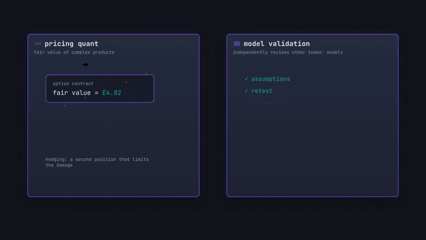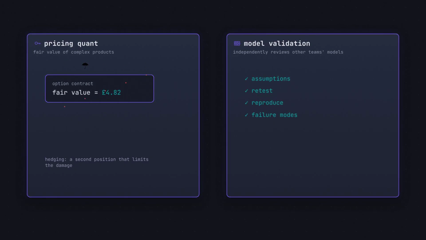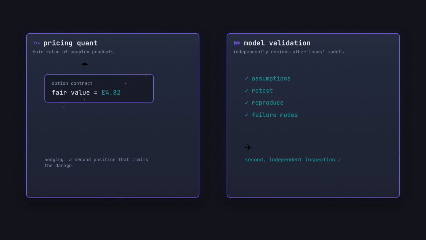A model validation quant independently reviews the models that other teams built. They question the assumptions, they retest the results, and they search for the conditions where the model fails. One team designs the aeroplane, a separate team decides whether it is safe to fly. The independence is the whole point.